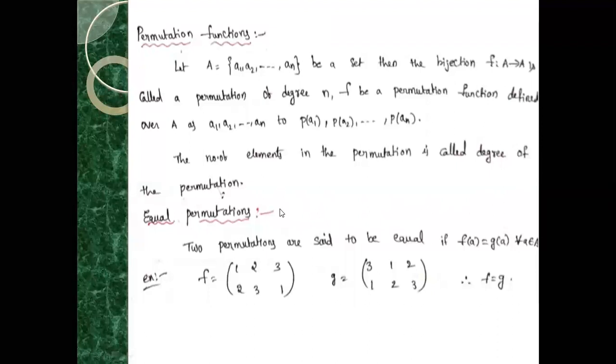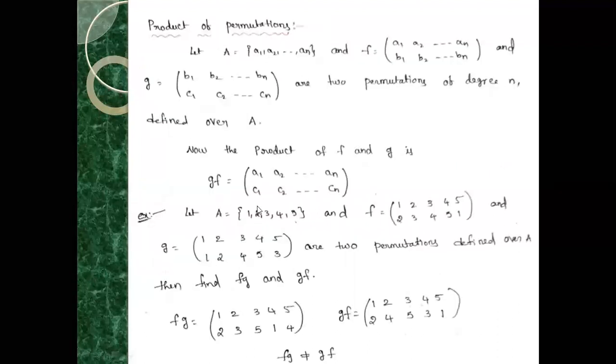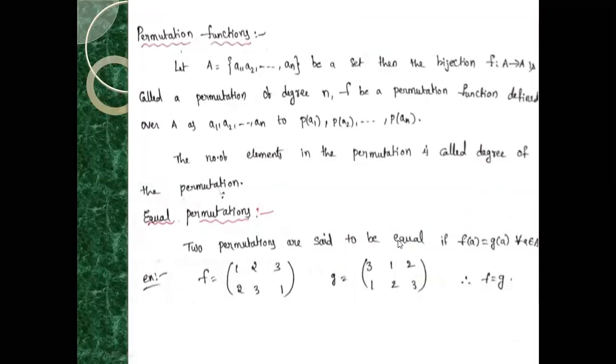Next one, equal permutations. Two permutations are said to be equal if f of A is equal to g of A for all A belongs to A.